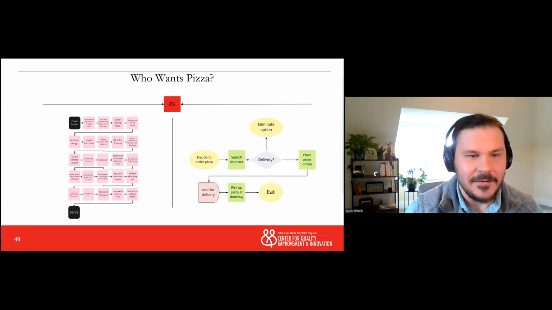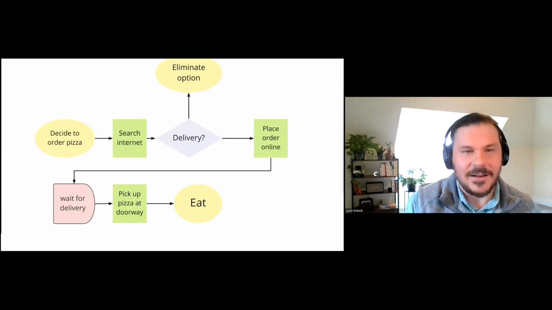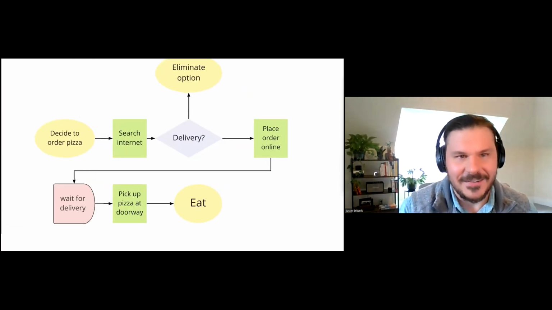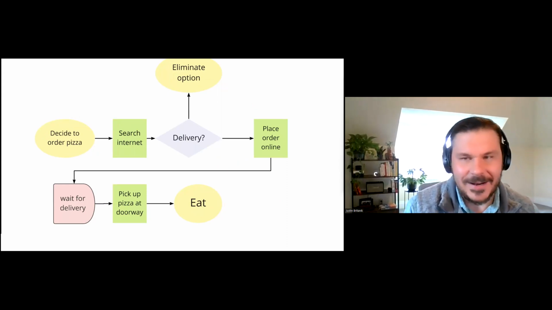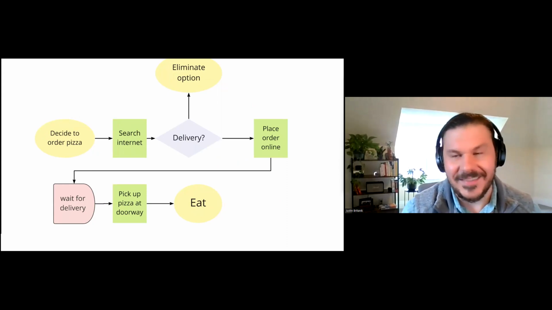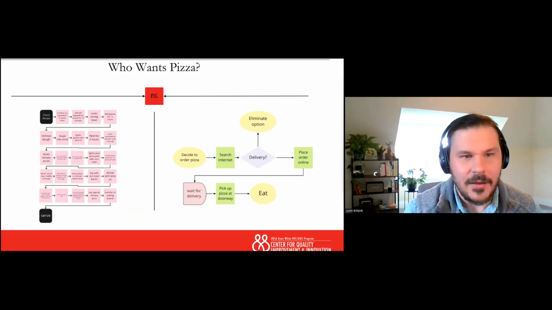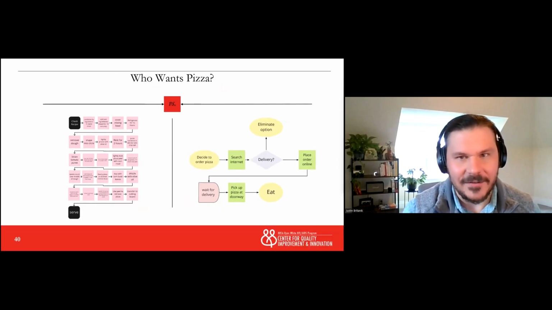And then on the right here, definitely not as complex. It's, hey, I'm going to decide to order pizza. I'm going to order delivery. If they don't have delivery, you're eliminated, right? So I'm going to place that order online. I'm going to wait for it. I'm going to pick it up at the door. I'm going to eat. So not a lot of active things from the point of the customer here. Not a lot of stuff happening on the back end. So two very different ways to look at the same process.